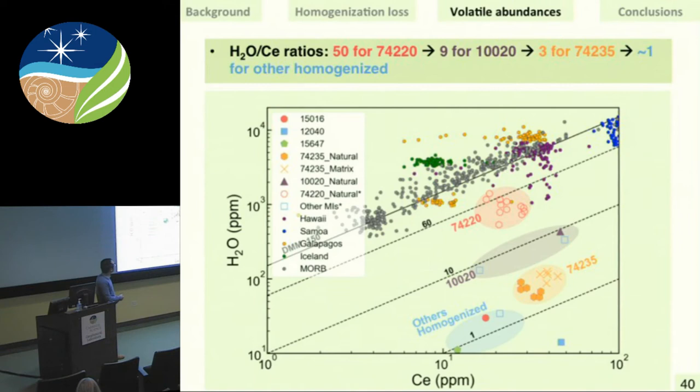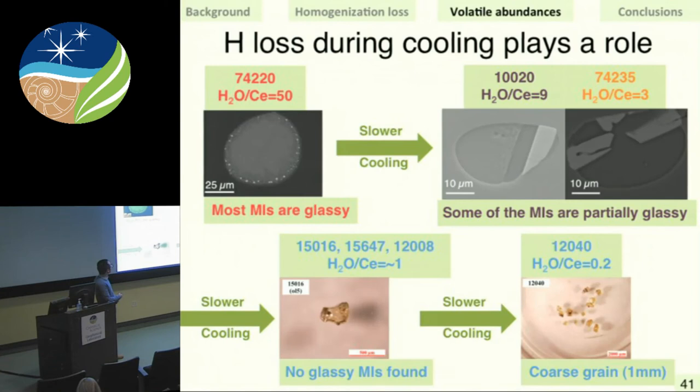After excluding the effect of homogenization loss in lab, we still see a strong variation in water serum ratios across different lunar samples. 74-220 has the highest water serum ratio of about 50. It goes down to about 9 for 10-020 and 3 for 74-235 and about 1 for other homogenized melt inclusions.